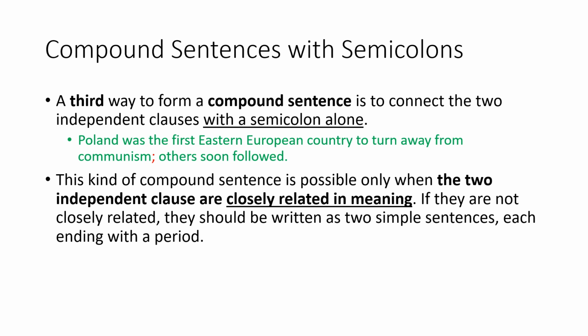Compound sentences with semicolons. A third way to form compound sentences is to connect the two independent clauses with a semicolon alone. For example, Poland was the first Eastern European country to turn away from communism; others soon followed. This kind of compound sentence is possible only when the two independent clauses are closely related in meaning. If they are not closely related, they should be written as two simple sentences, each ending with a period.